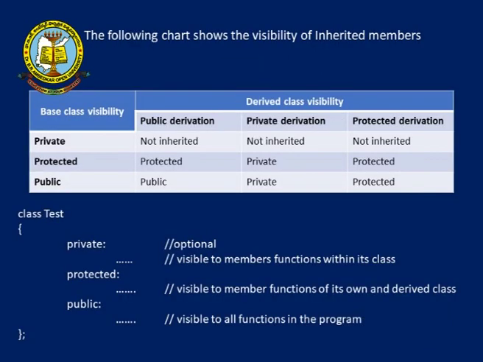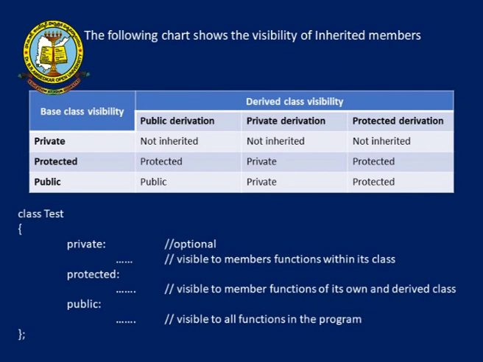So, let us look at this chart. This chart will clearly show you the derived class visibility and the base class visibility, and how the visibilities of the base class will become the visibilities in the derived class. See, in the first case, for example, the base class visibility is private. That means the members of the base class are private, and the derivation is public derivation. That means the new class is derived in public mode, and we know the private members are never inherited into the derived class. That means the private members of the base class are not inheritable.